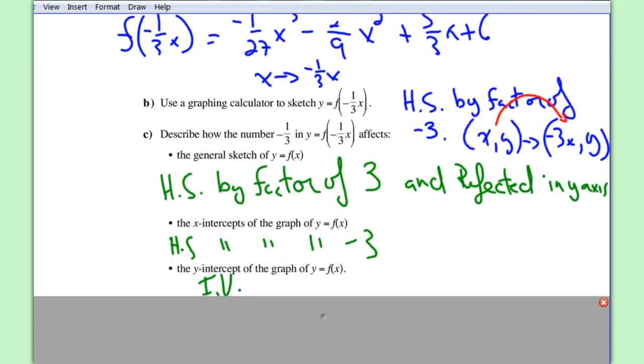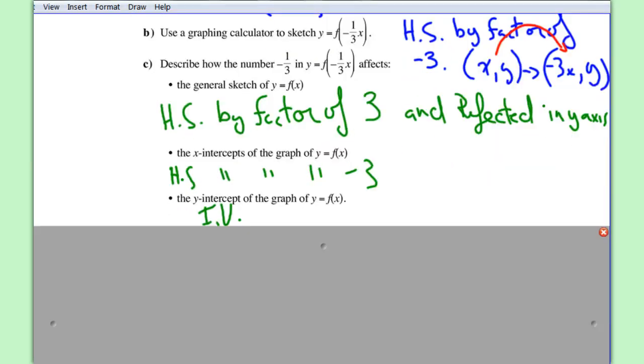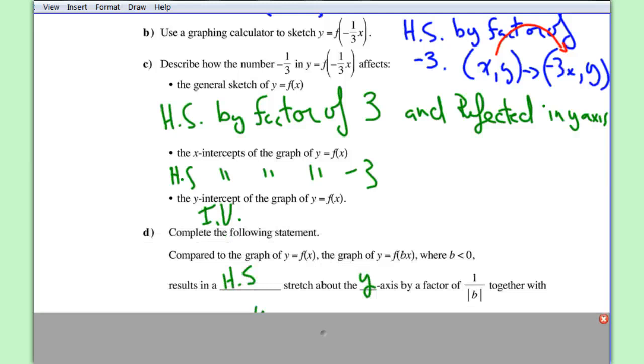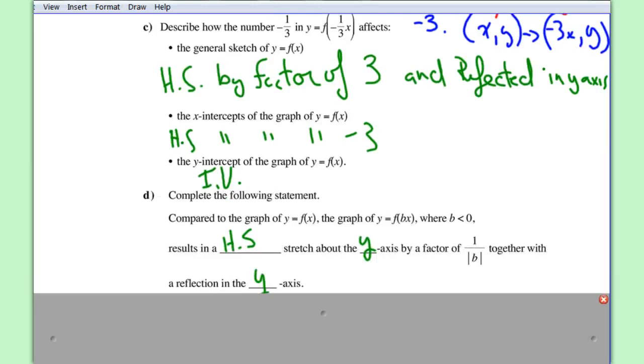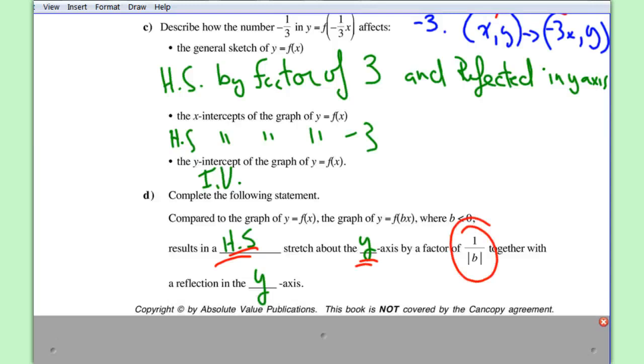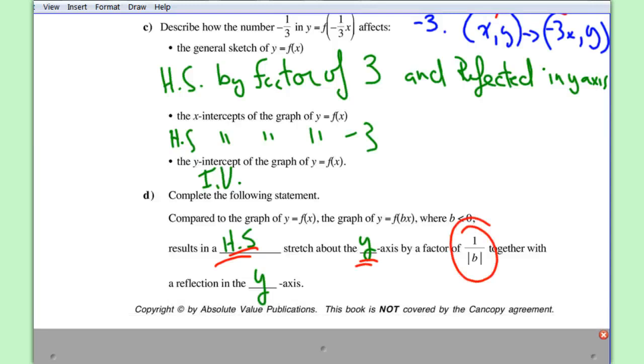Lastly, the x-intercepts of the graph are horizontally stretched by -3 or multiplied by -3. The y-intercept is invariant. So it appears that the graph of y equals f(bx), if b is less than 0, will horizontally stretch about the y-axis by a factor of the reciprocal and also reflect in the y-axis. Okay?